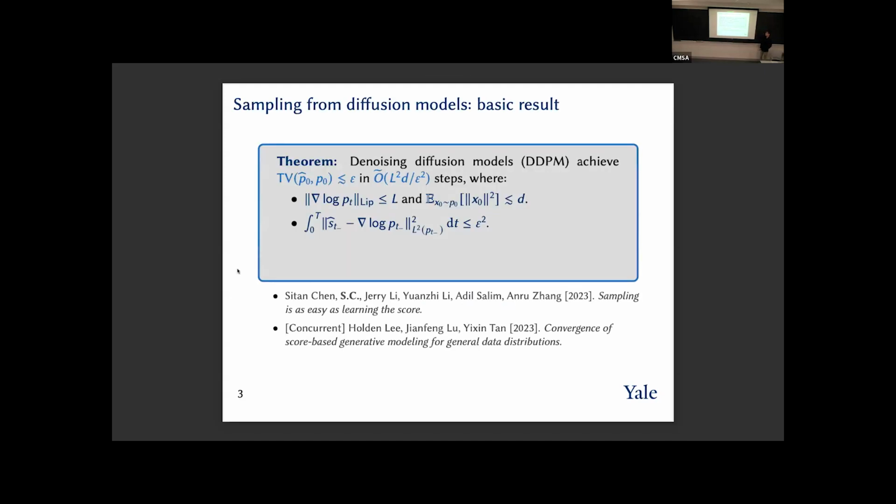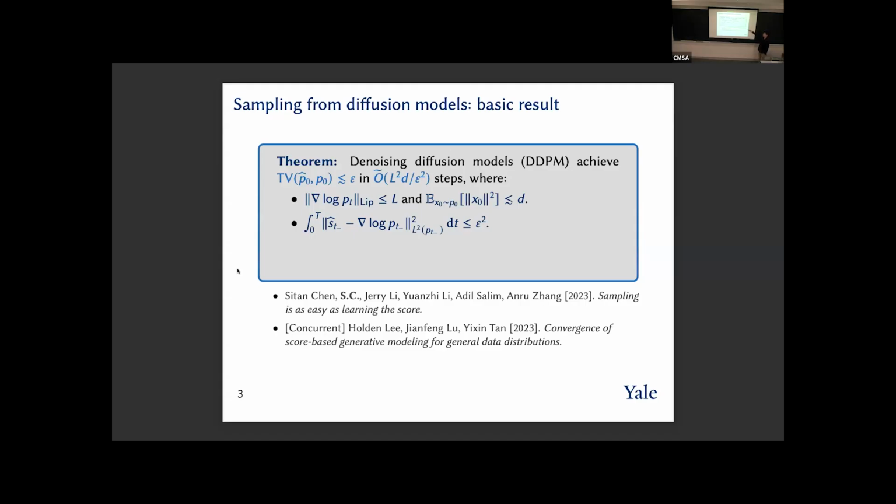Let me just start with the basic result, which was done maybe 2 years ago now. The basic result for diffusion models says that if you adopt these assumptions, you can get TV close to the true distribution with a number of steps which is roughly L squared d over epsilon squared. So let's just try to parse this theorem a little bit.